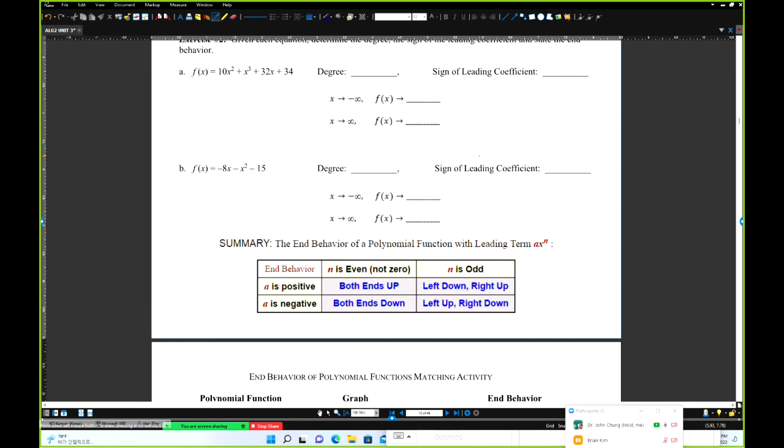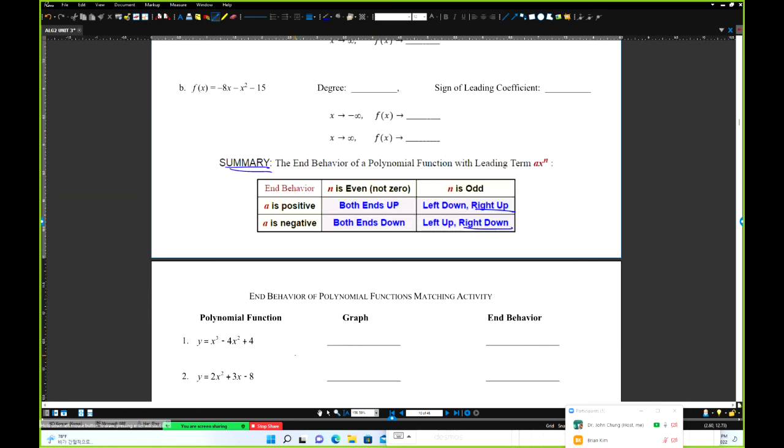So remember, let me summarize one more time. When n is even and A is positive, both sides end up, and when A is negative, both ends down. When n is odd and A is positive, left down, right up. When A is negative, left up, right down. A equals the leading coefficient, LC.